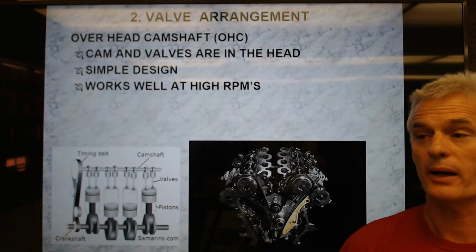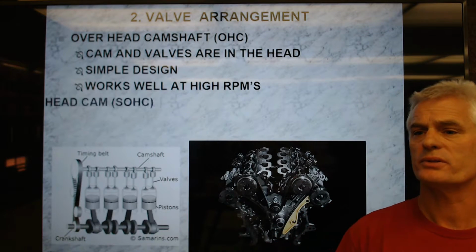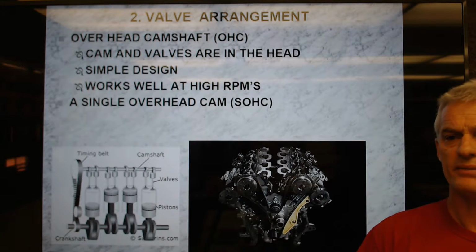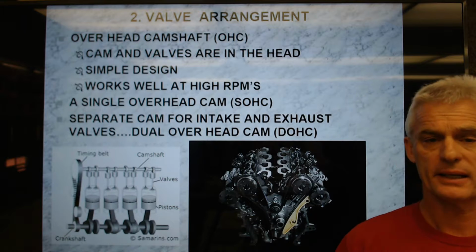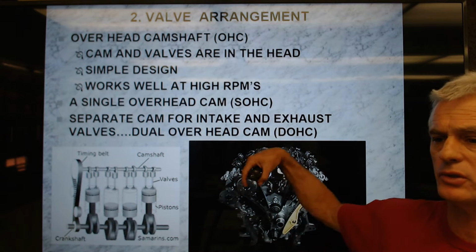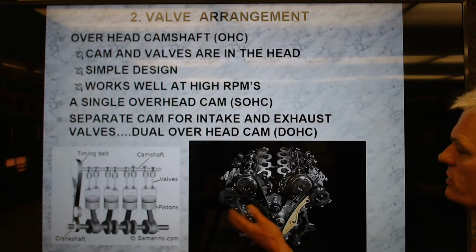These work really well at higher RPMs, so they're fast accelerating. They're good for small engines. So we can have a single overhead cam, which is one camshaft, or we can have separate cams for intake and exhaust, like the one I just showed you right here, which is a dual overhead cam. This V8 here is a dual overhead cam.